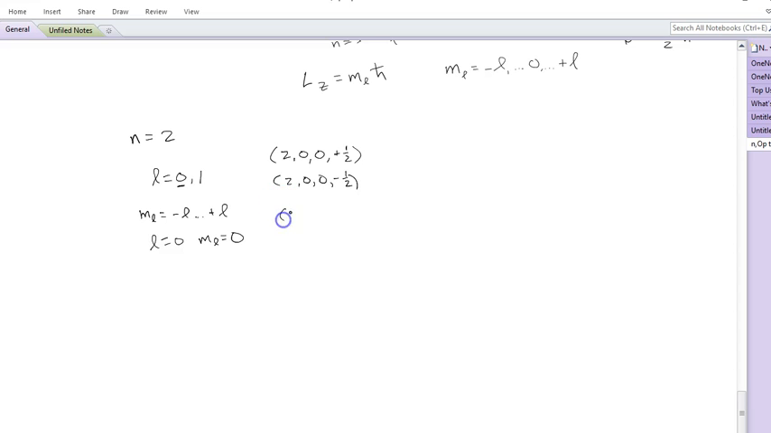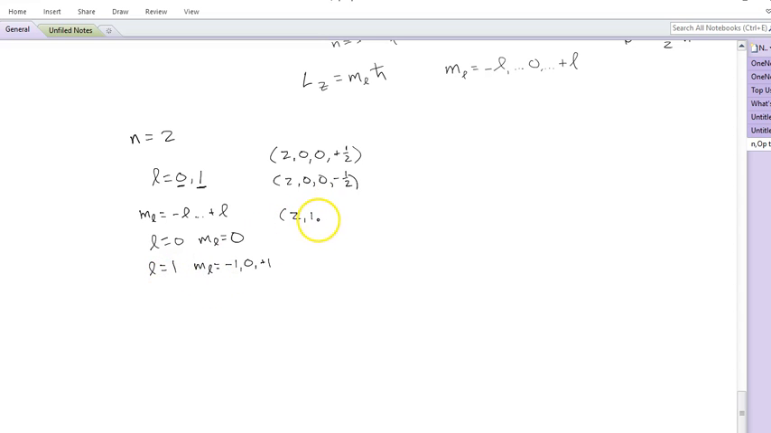Now, we could then have l equal 1. So we could have the state 2, 1. Now, what are the possible values of m sub l if l is 1? Well, m sub l could start at minus 1. Plus 1 gives us 0. Plus another 1 gives us plus 1. Oh, so we could have 3 possible values of m sub l for l equal 1.